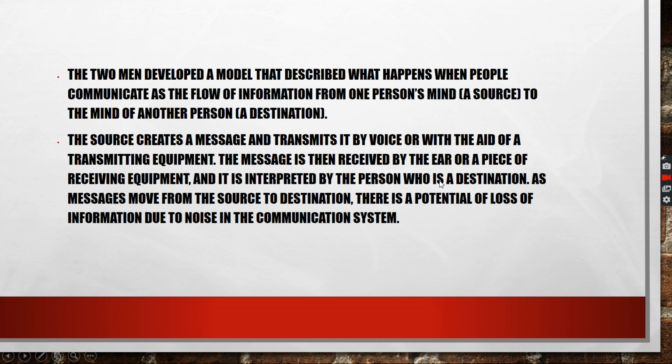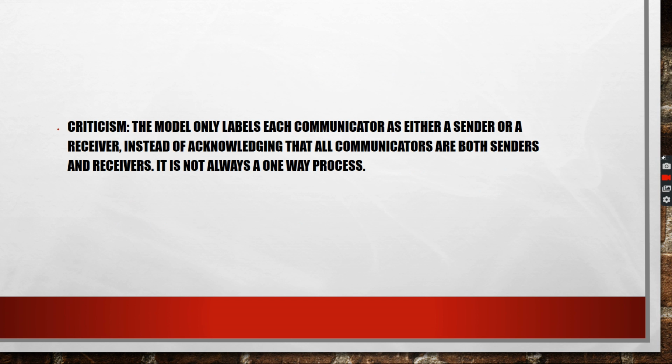Because of this noise, there's a possibility that you may not be able to understand the message as the sender wants it to be conveyed. So this is a problem. Another, the single most criticism, is that the model only labels each communicator as either sender or receiver, instead of acknowledging that all communicators are both senders and receivers. This theory sees communication as a one-way process. It doesn't realize that each communicator could be both senders and receivers simultaneously.